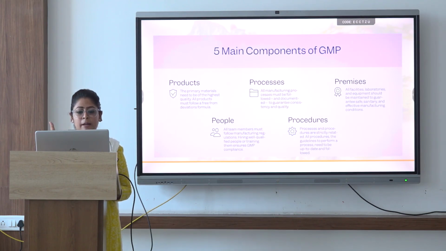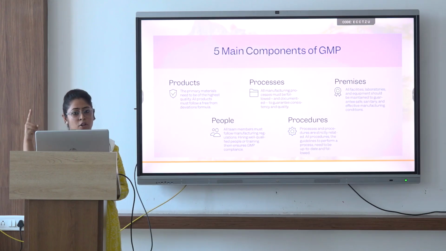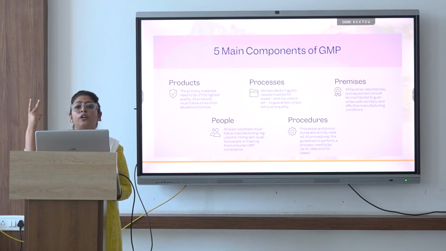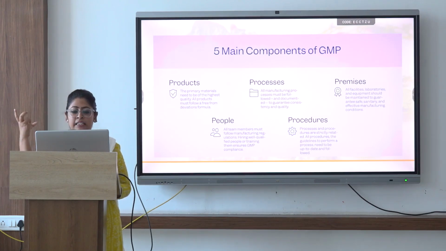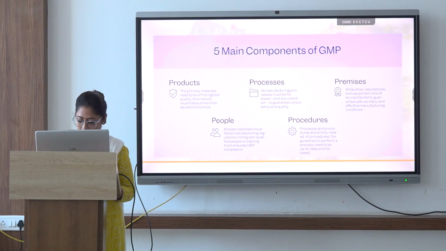Again, recapitulating the 5 P's: product, which can be the raw material or the final product. Second is the process, which is very technical in nature, the technical flow for producing, processing or preserving a particular food product. The third is premises, the area and infrastructure. The fourth is people, that is the manpower involved. And the last P is the procedures, that means the whole process.